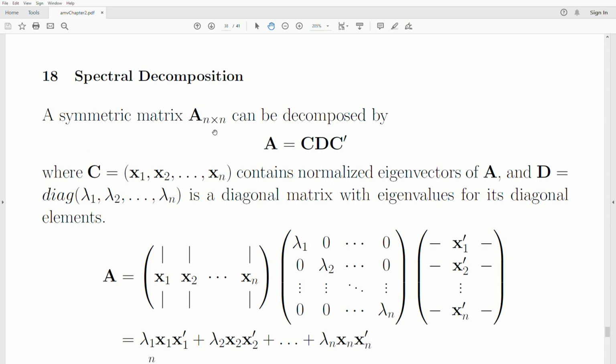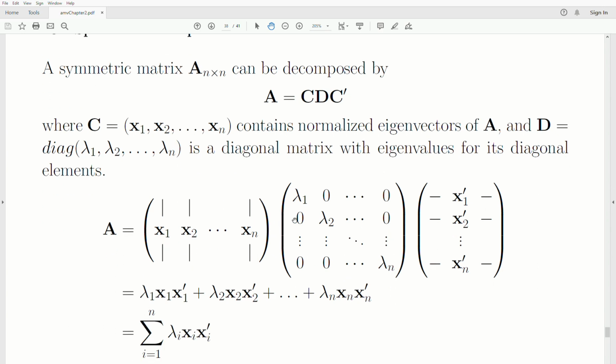So we have a matrix that's square. It's symmetric, so we know that it's square, so it's called its dimensions n by n. And it can be decomposed into the matrix product of these three matrices. Now C contains the normalized eigenvectors of A, and D is a diagonal matrix with the eigenvalues as the diagonal elements. Then this product holds. These three matrices equal A.